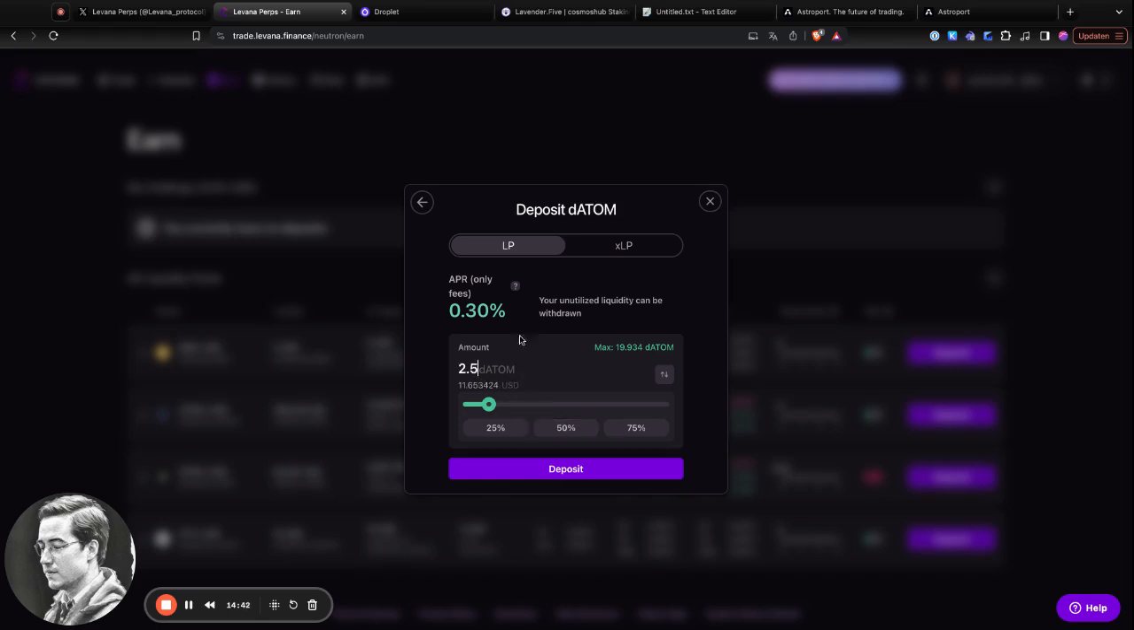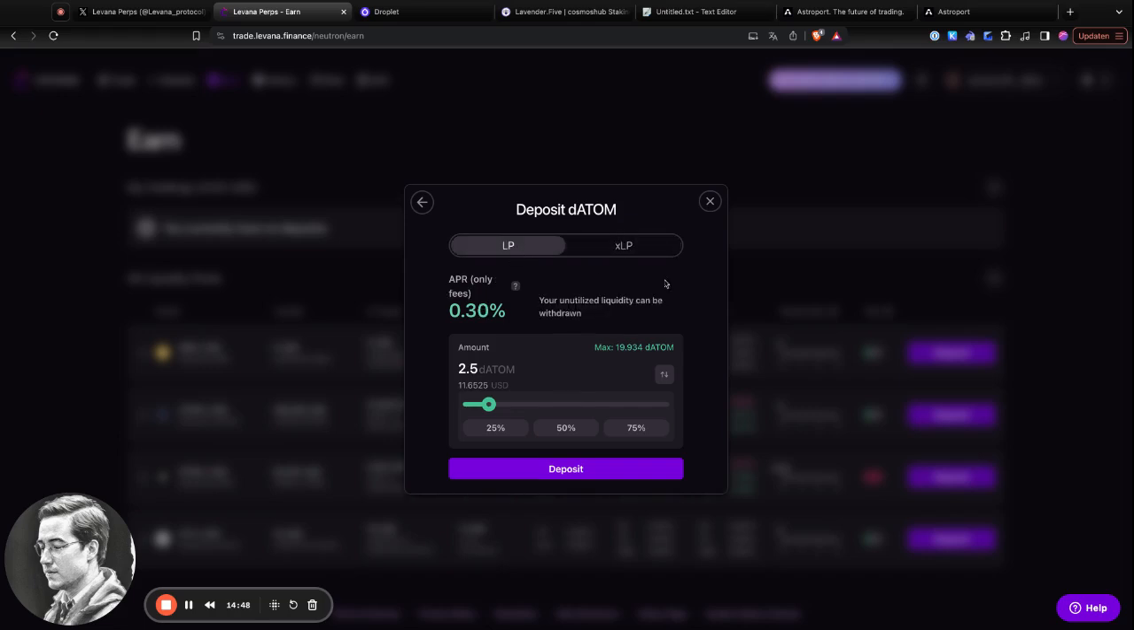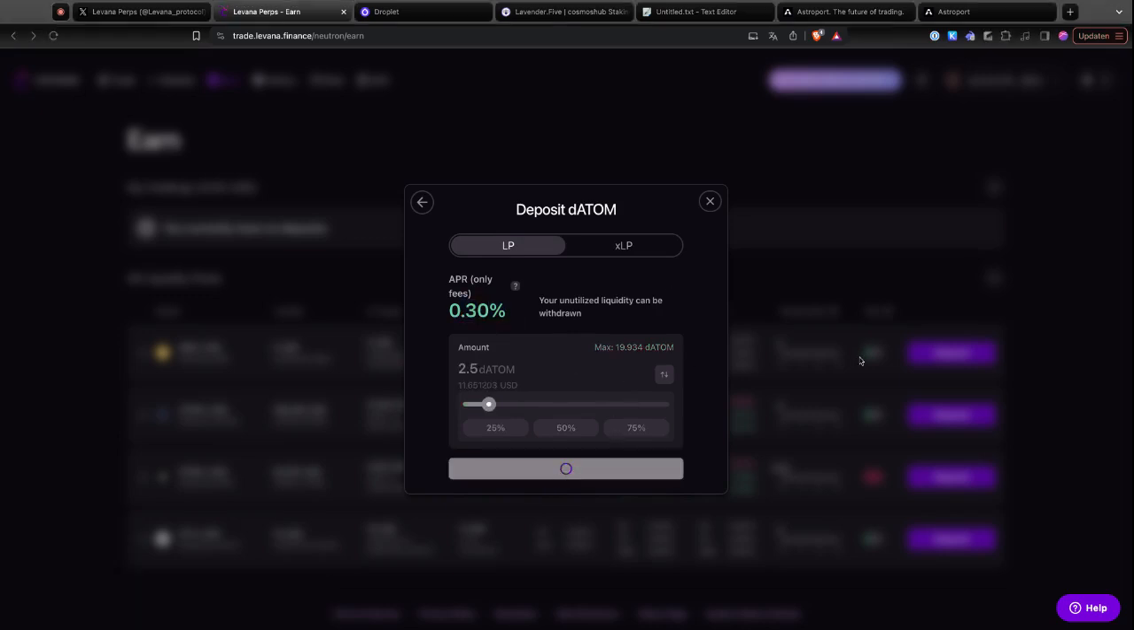dATOM in. I'm going to put that in. You can have the LP, which earns a little bit of fees, and you can have the locked LP, which earns even more. I want to be flexible in changing this position, so I'm going to put it in this. And you'll see I'll earn a small APR, but I'll also earn droplets. But if the traders lose, some of these APRs can go very, very high.